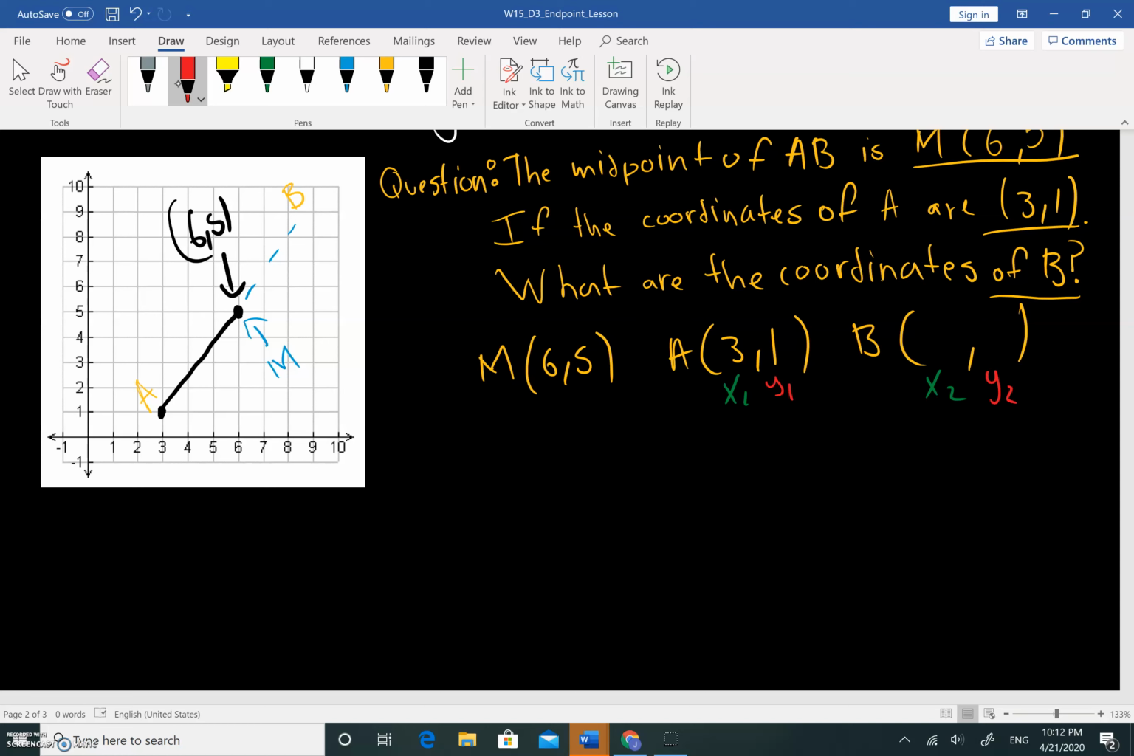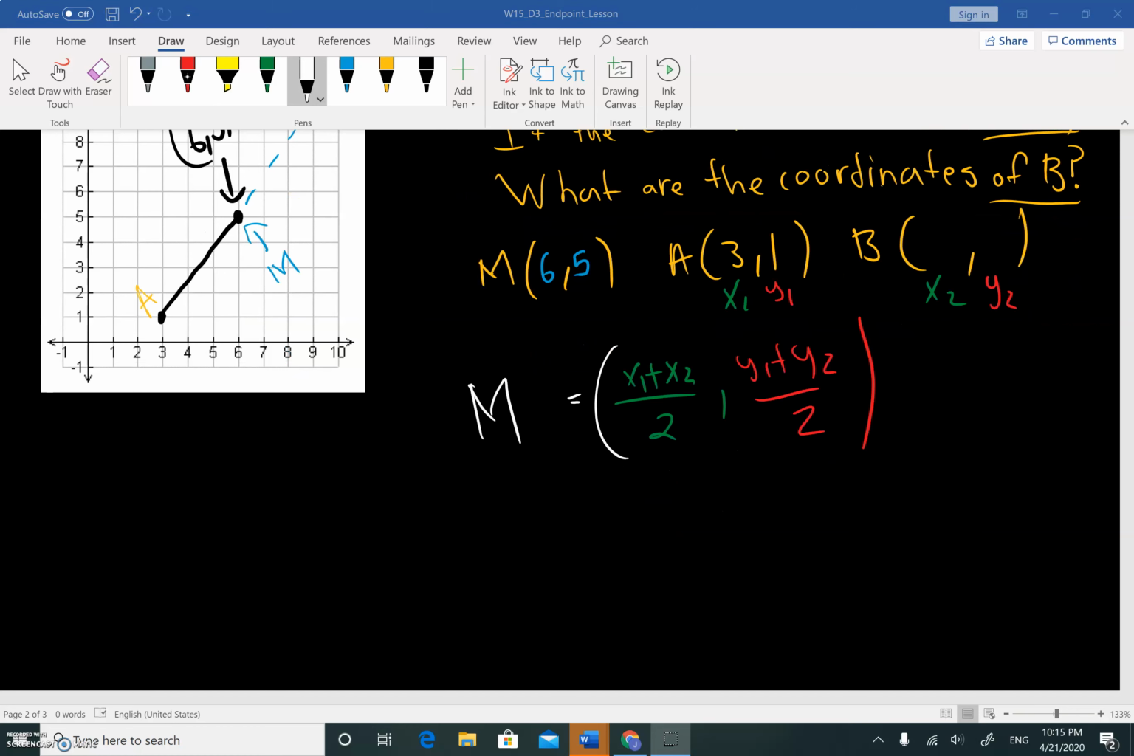Now from here, you have to notice that this 6 and this 5, which I'm going to denote in blue, are actually the answers, right? So our formula, remember, is M is equal to x1 plus x2 divided by 2, comma, y1 plus y2 divided by 2, and then M is our answer.